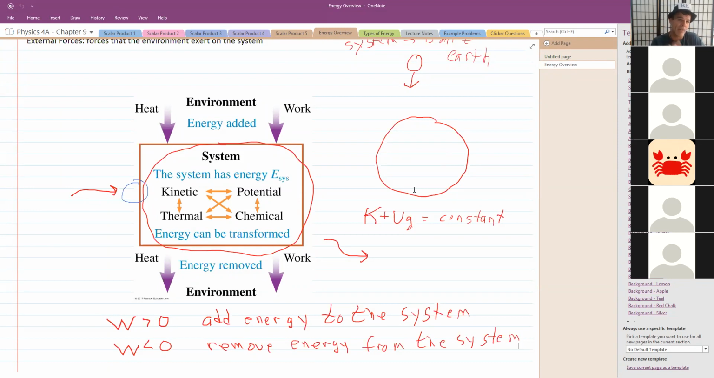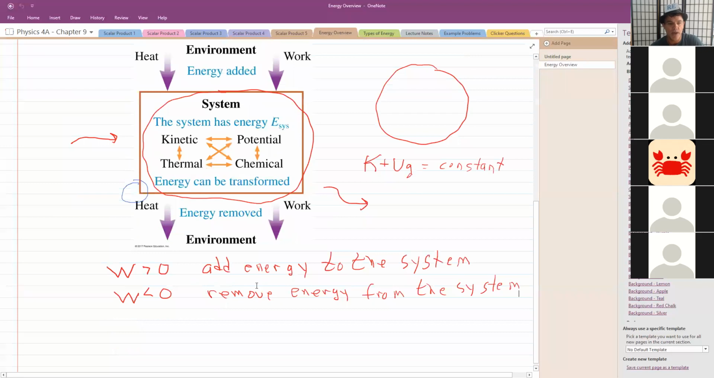If I want to add or remove energy to a system, I do that by doing work on the system, which means exerting a force over displacement. On Thursday, I'll get to the actual definition of work. If I do positive work on a system, that means I have added energy to the system. The total energy of the system has increased. If I do negative work on a system, then I've removed energy from the system. The total energy of the system has decreased.